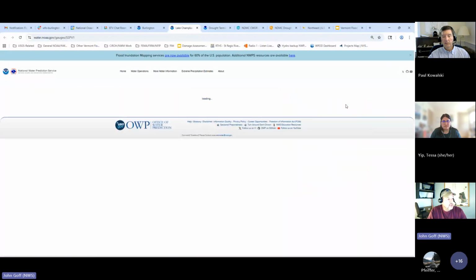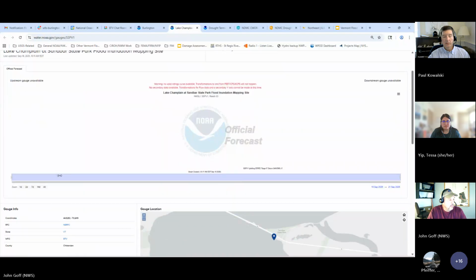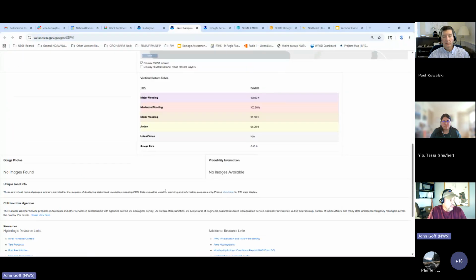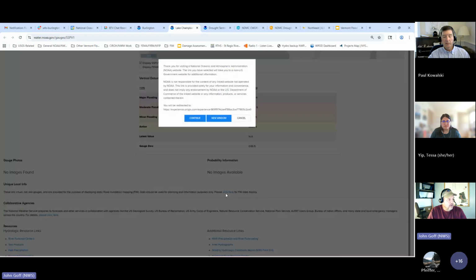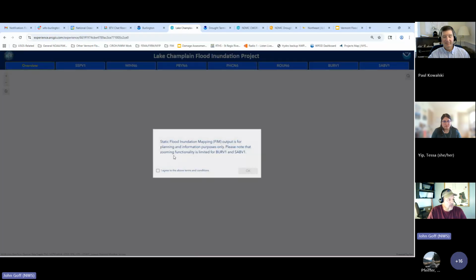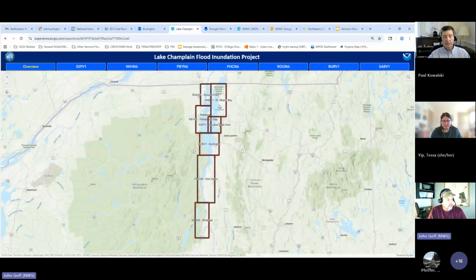and I go to the full gauge page on Sandbar, again, no hydrograph. But if I scroll down under the unique local info down here, you get to it in a little bit of a different place. Please click here for the FIM display. I click continue. On this one, this is saying it gives you flood inundation mapping, planning only. There are some zooming limitations for Burlington and St. Albans Bay. This gives you the mapping extent, and then you just click on what you want.